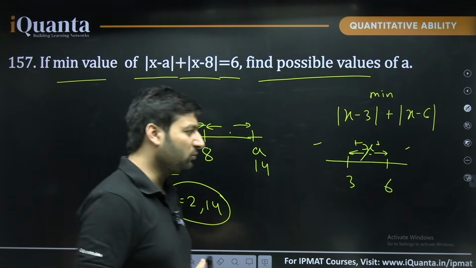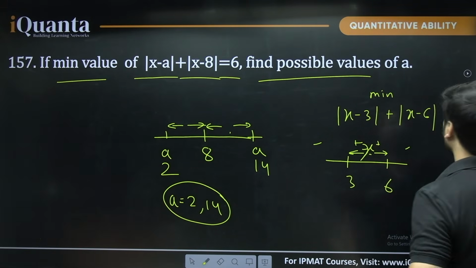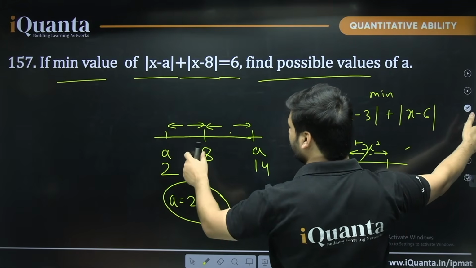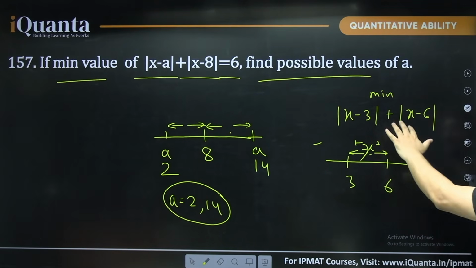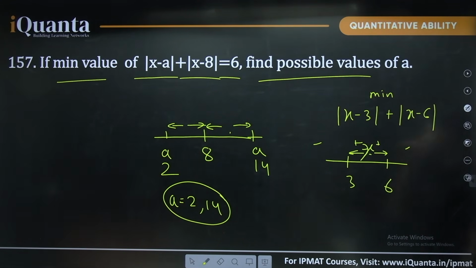So this is what you have to do in such questions. Otherwise you can take a here once and then maybe form equations, but that will be a long way. I hope this part is clear to you. When do we get the minimum of two moduluses? When they are being added.